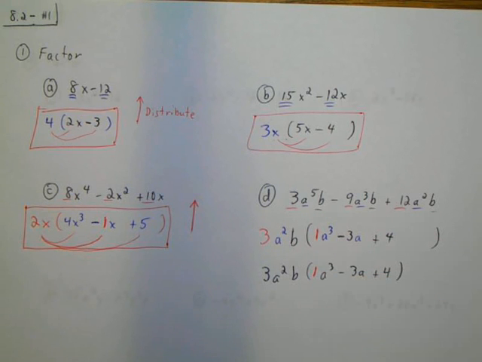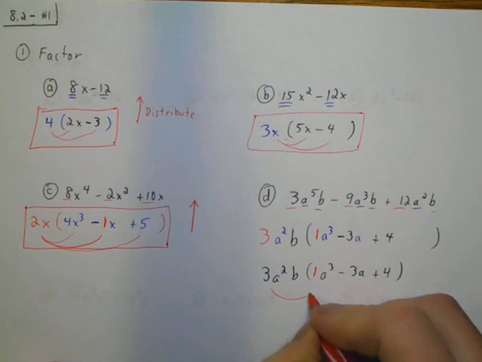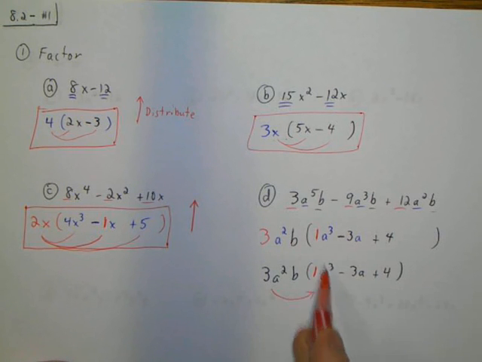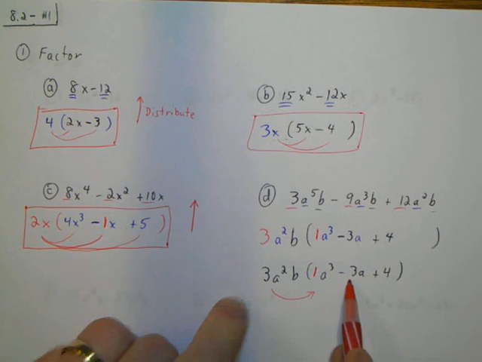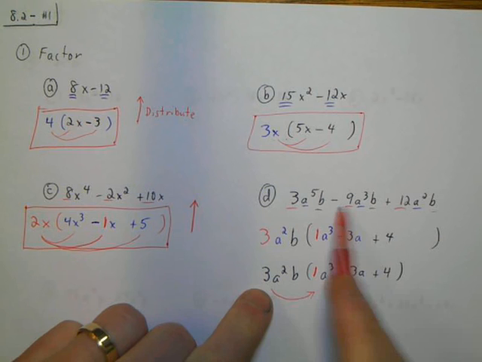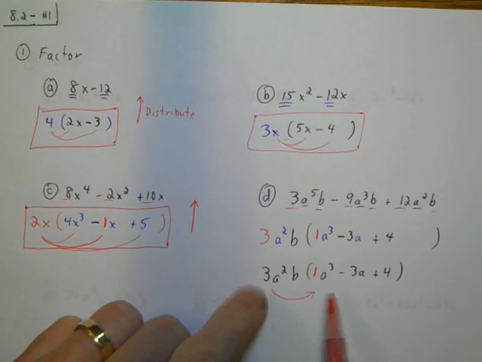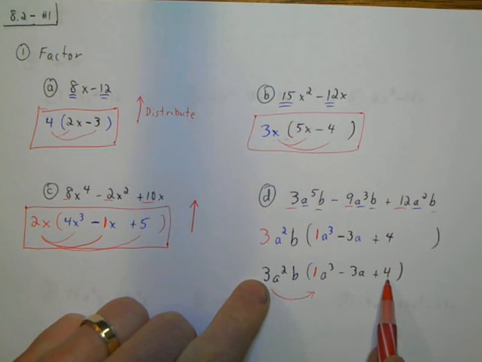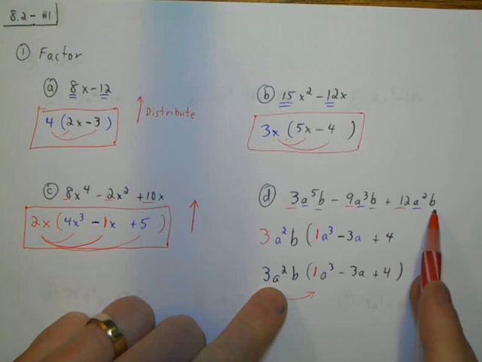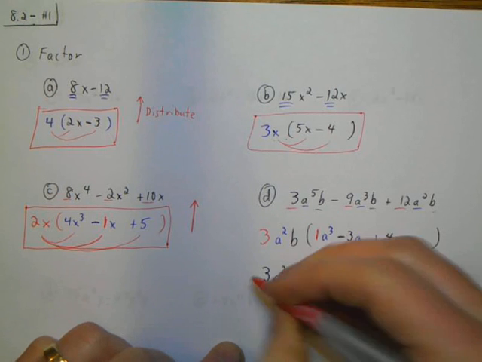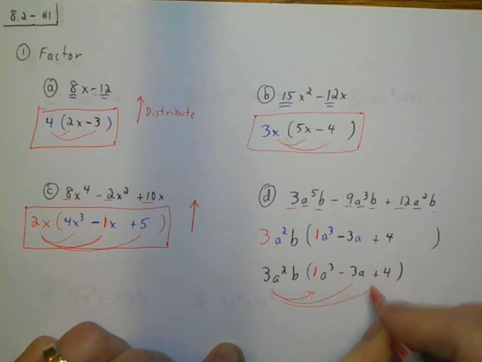So again, if I'm going to check my work, 3 times 1 is 3. A squared times a to the third gives me a to the fifth, and b is right there. 3 times negative 3 is negative 9. A squared times a is a to the third, and there's my b. And then I only have a 4. I see my a squared b matches with a squared b, so I just go 4 times 3 is 12. So if I distribute all those, that looks like that is my final answer. Factoring.